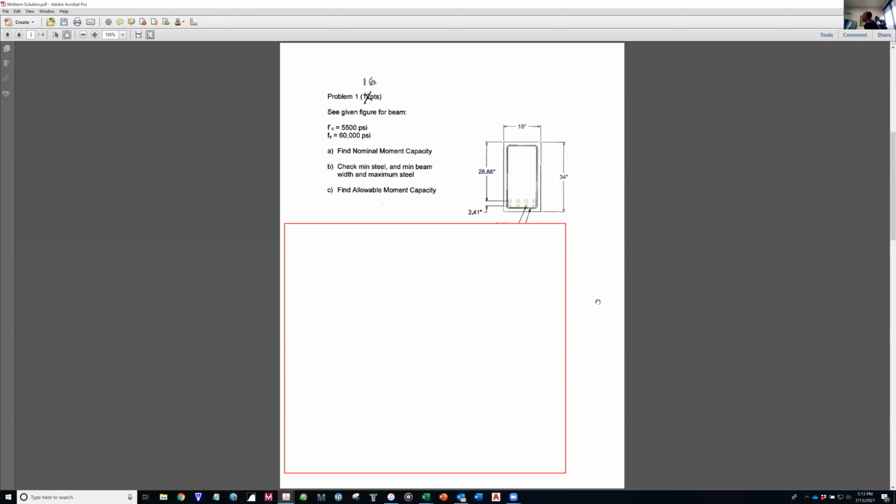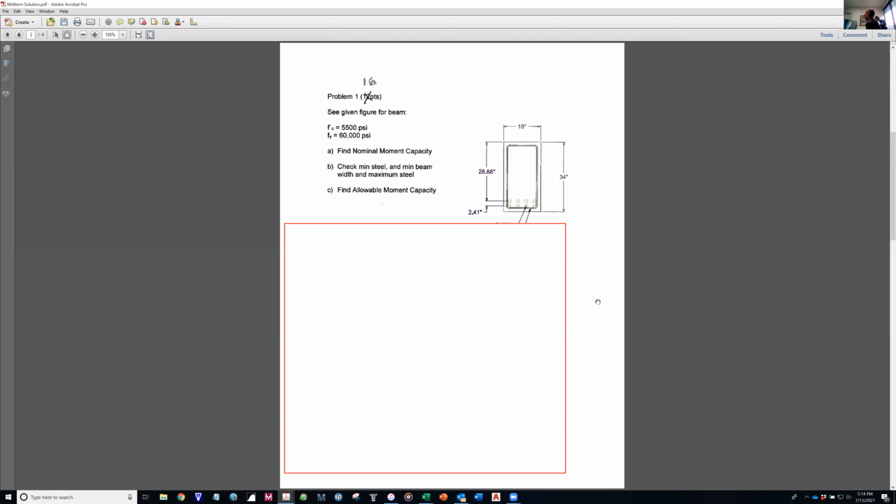The code allows that you use d sub t. And as you can see in this example, it gave you a slight bump in your capacity, but it also keeps you out of that danger zone, that less than 0.005. In this particular example, using d sub t got you out of that transitional zone, and ignoring d sub t, you had to calculate a reduced phi. So yeah, the code allows it, and I would use it anytime you can.